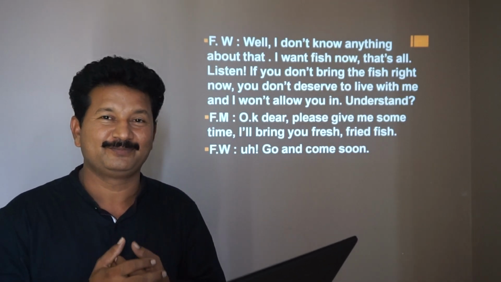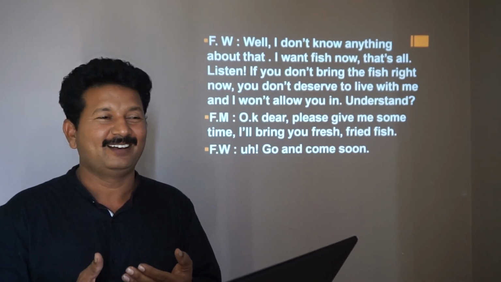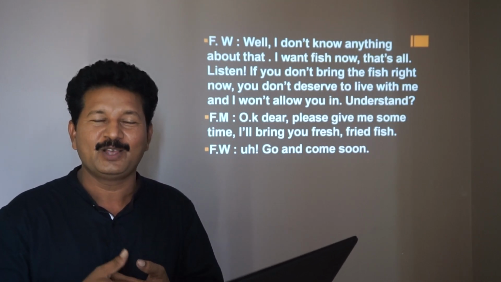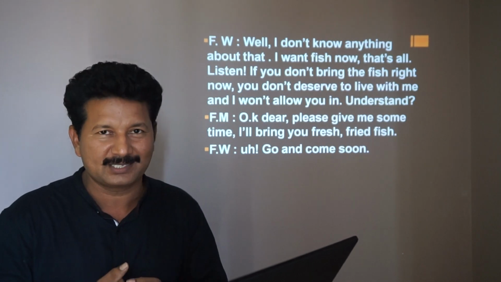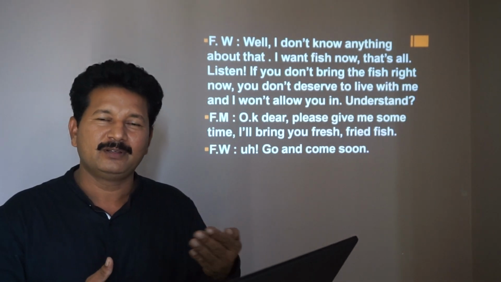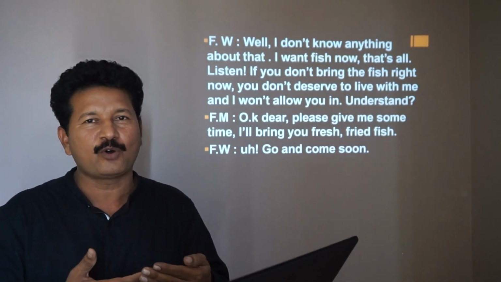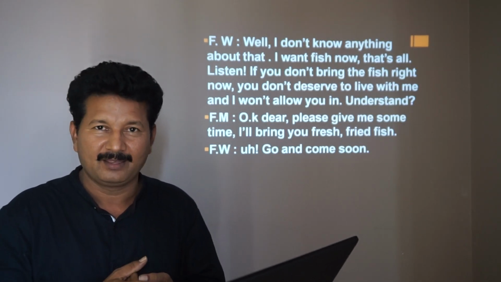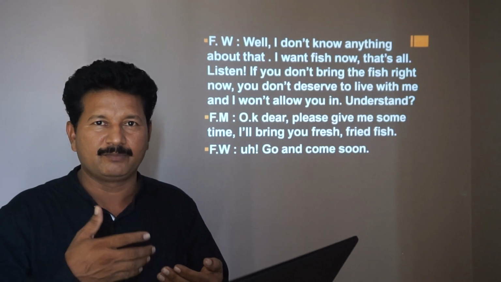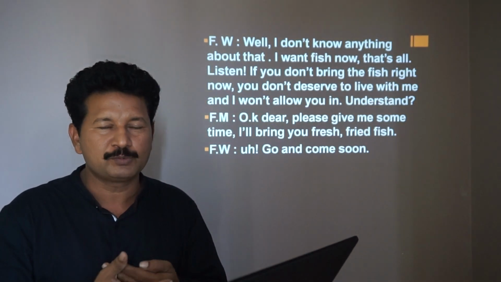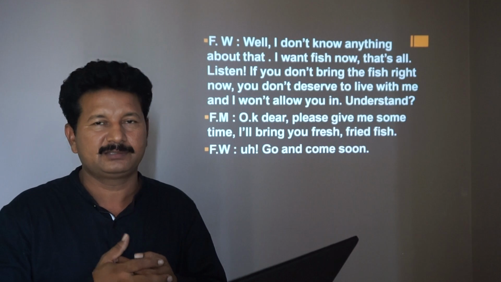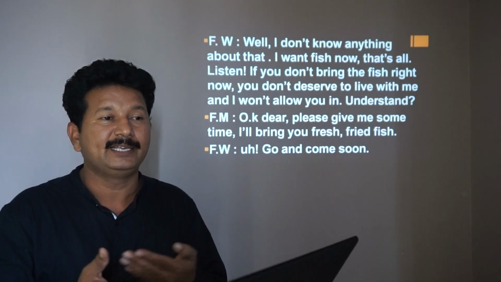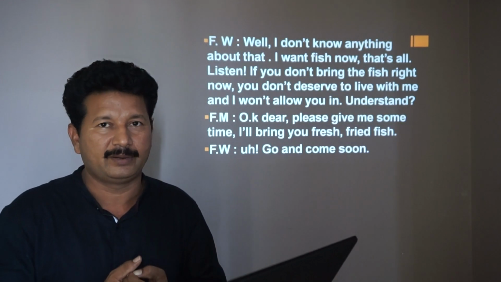Go and come soon. So this is how we can prepare conversations and write conversations once you know about the context. And if you observe the first conversation and the second conversation, there's a lot of variation, right? And it's more lively, and we have used contracted forms, discourse markers, question tags, and different kinds of sentence patterns. That's why it's more lively than the earlier one.